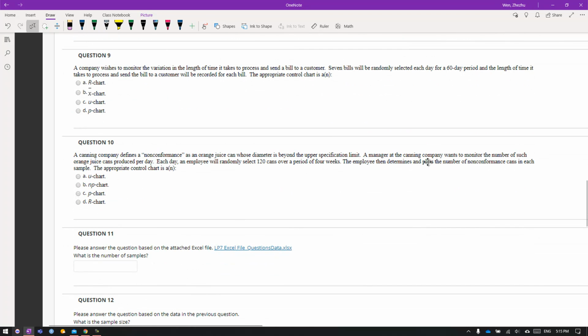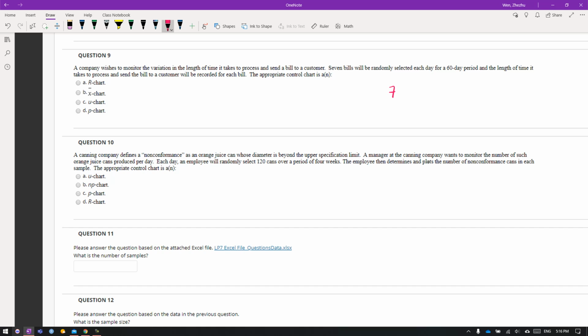A company wishes to monitor the variation in the length of time it takes to process and send a bill to a customer. 7 bills will be randomly selected each day for a 60-day period, and the length of time it takes to process and send a bill to a customer will be recorded for each bill. The appropriate control chart in this case is A.